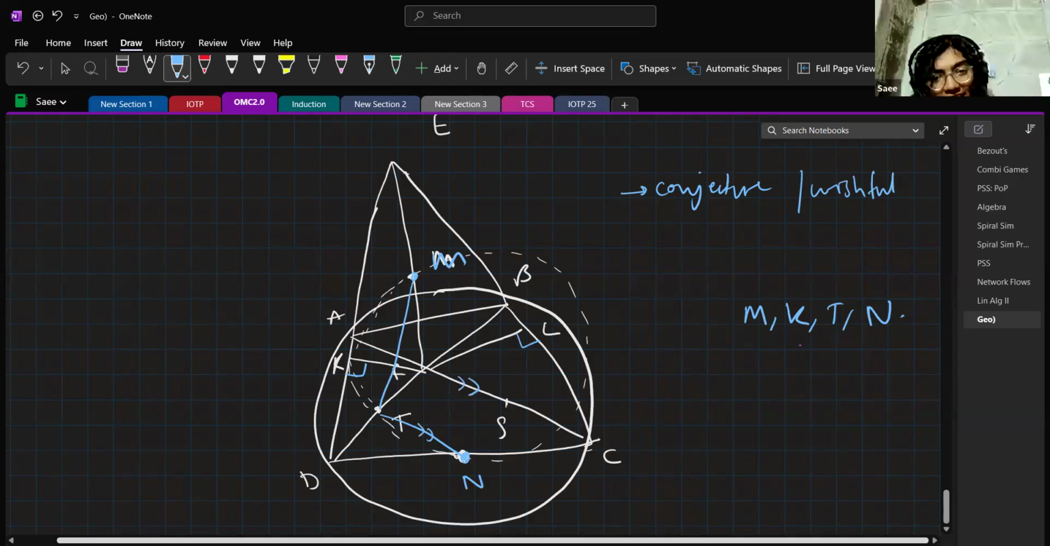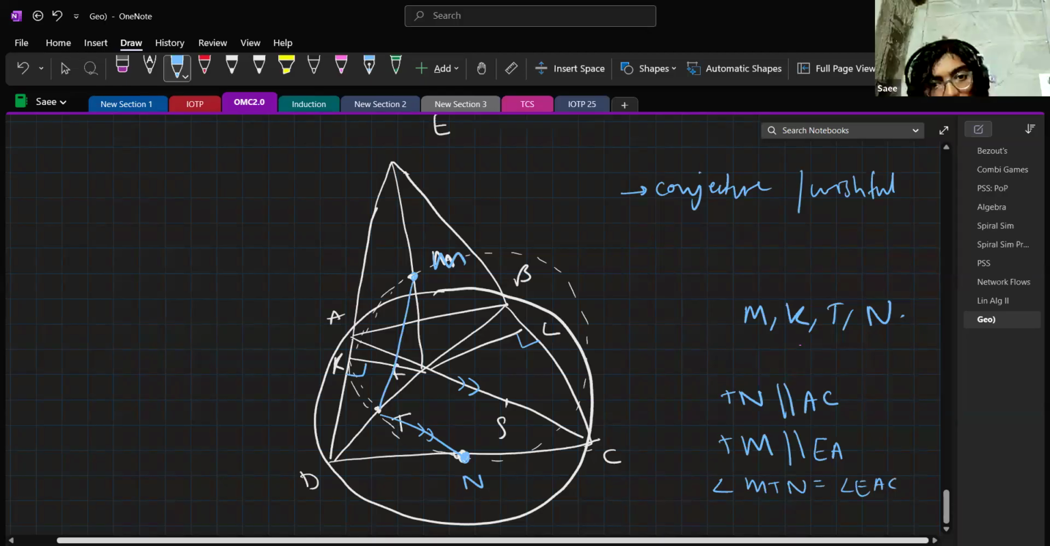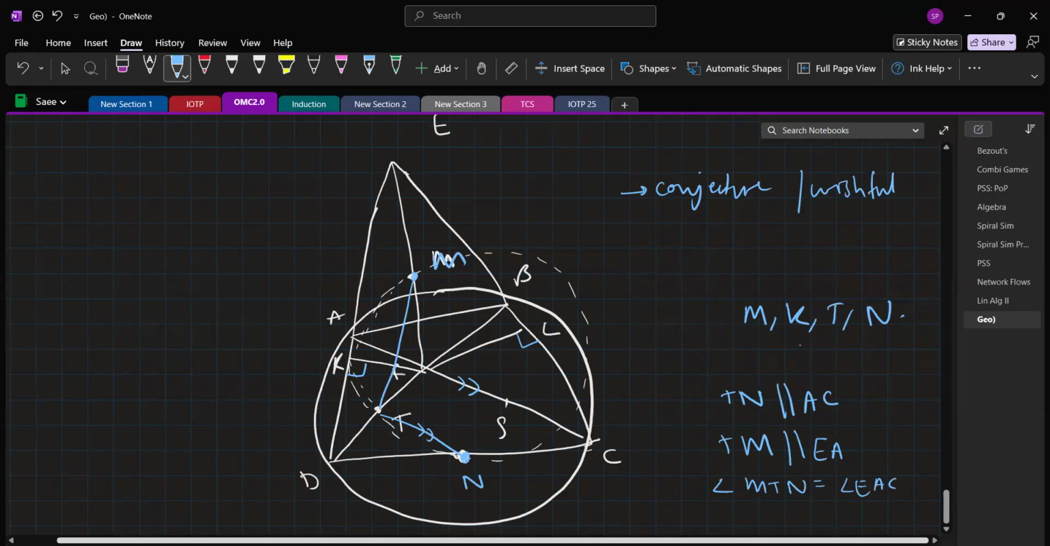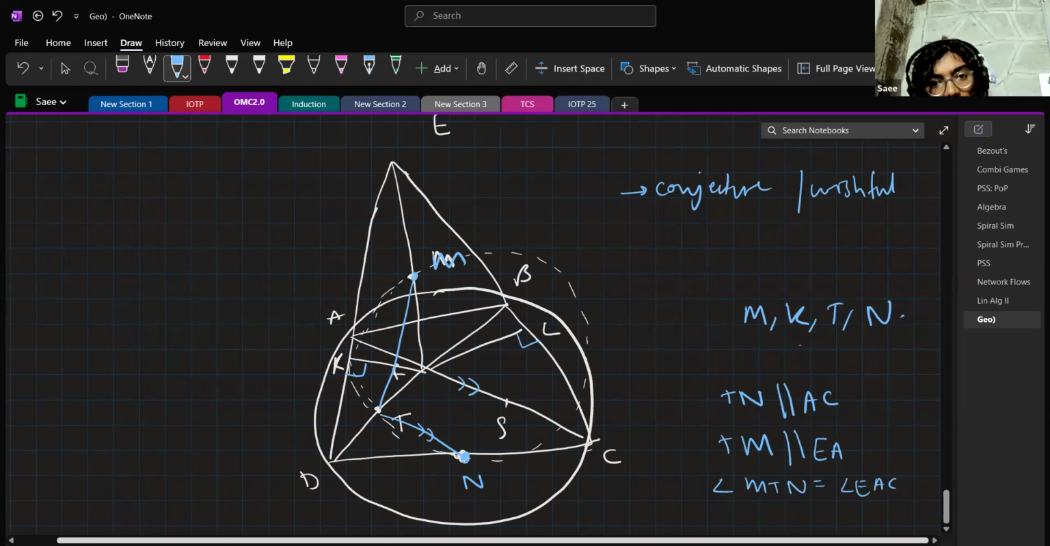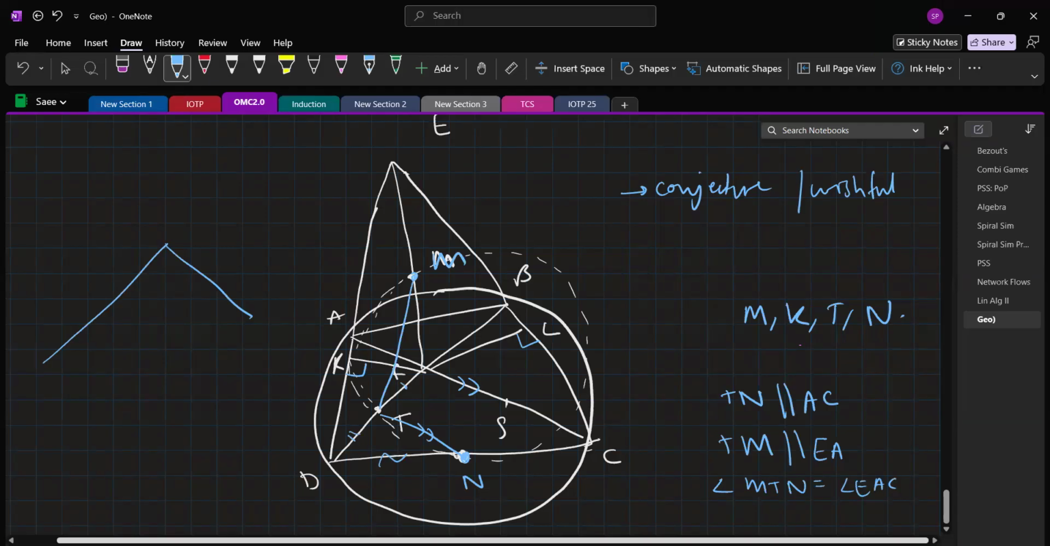This is fine. So first of all, observe that TN is parallel to AC and TM is parallel to EA. So angle MTN is angle EAC. That is quite neat. Now, how is TN parallel to AC again? By the midpoint theorem. T is the midpoint of this, N is the midpoint of this.